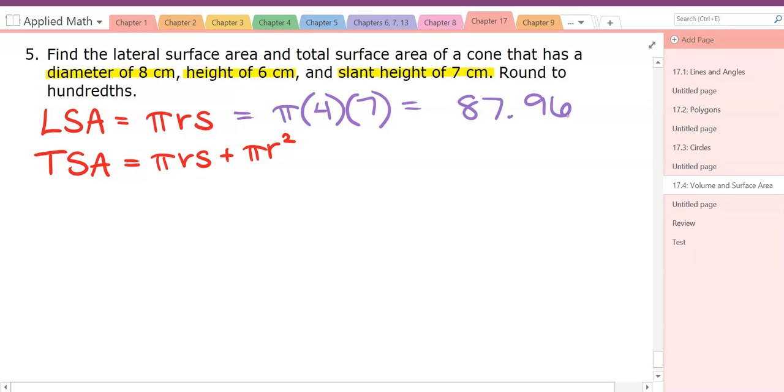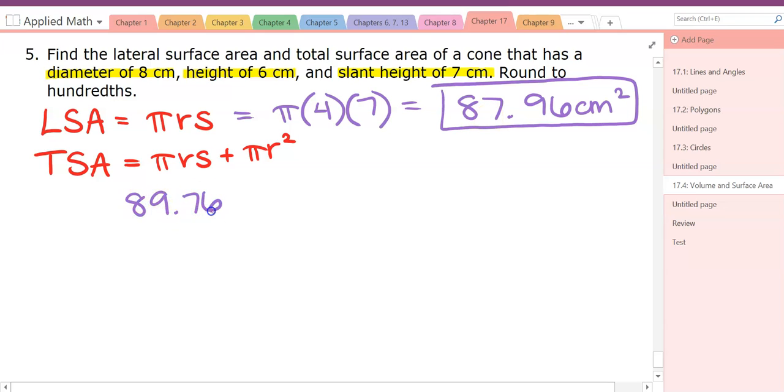Okay, if you wanted to round it up to 88, you could, because that 9 would have to round up because it's followed by a 6. So because I found this, this would be centimeters squared, that's one answer. I'm going to use that now, though, to help me find the total surface area. So I'm not going to do pi r s again. I already did that one time, so I'm just going to put this 87.96 in for that. And I'm going to add pi times radius squared, which you guys said the radius is 4. So I'm going to do pi 4 squared.